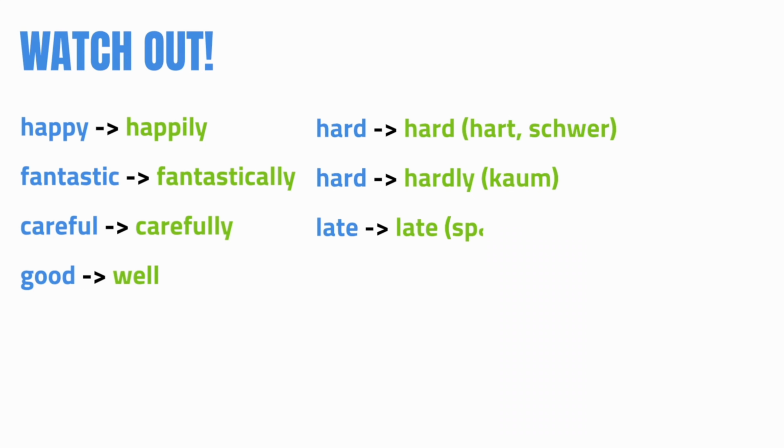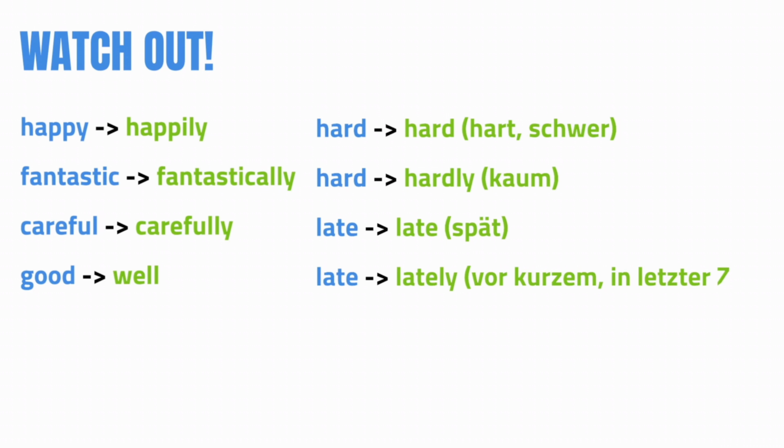And there are some hard adjective adverbs. I would learn them by heart because they're most likely taken by the teachers for some tests or exams. Hard stays hard. Hart oder schwer. Hard becomes hardly, then the sense is different. Kaum. Late stays late in the sense of spät. Late turns into lately when you want to say vor kurzem, in letzter Zeit.